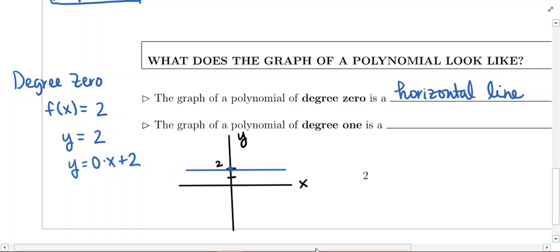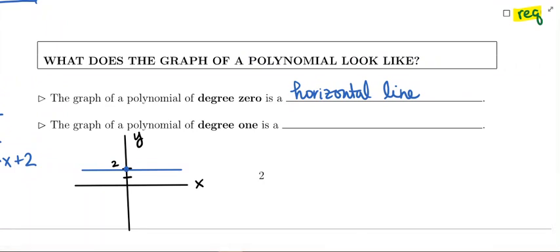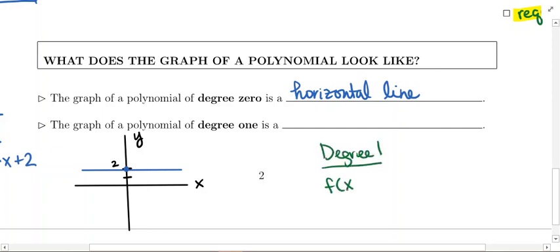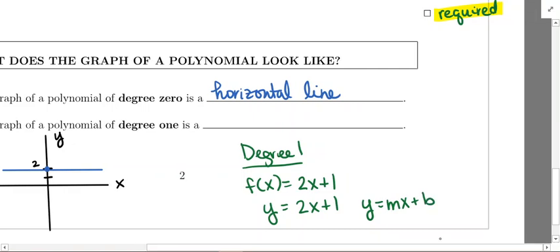All right, what about degree 1? What I want you to do is think of a polynomial that's degree 1, so the highest power of x in the whole thing is 1. I'm going to make up something. For degree 1, let's say we have the function f of x is equal to 2x plus 1. The highest power of x in the whole thing is 1. So we know this is y equals 2x plus 1. This is nothing more than y equals mx plus b, so it's a line as well.